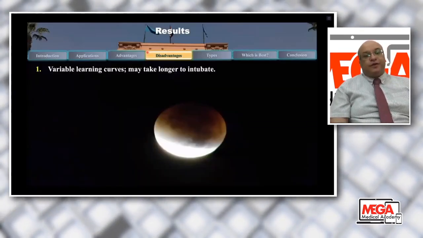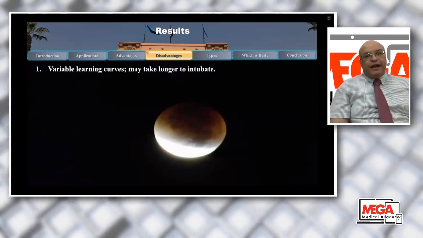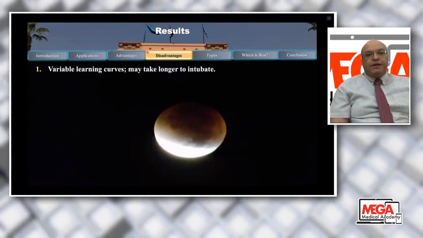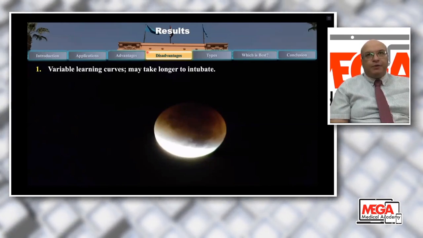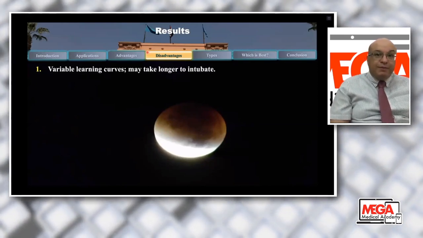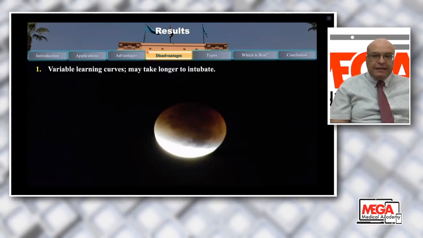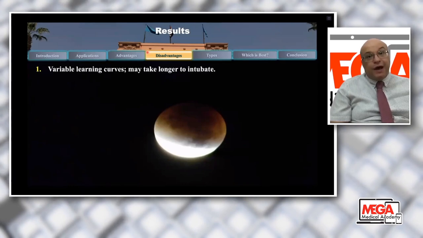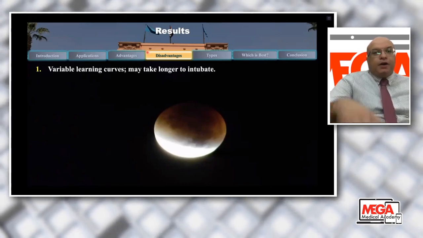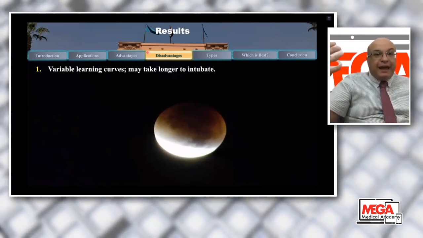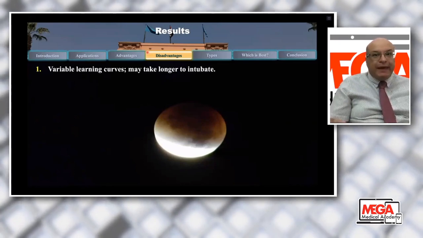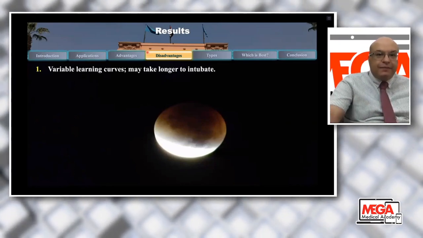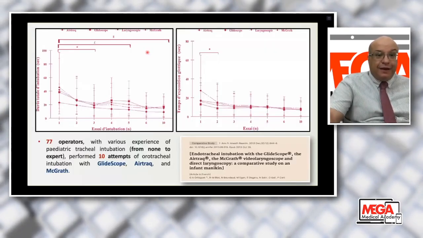We have a disadvantage for video laryngoscopes. They are not angles anymore. There are variable learning curves, which may take longer to intubate. The problem of taking a longer time to intubate, particularly in pediatrics, is that you are going to expose the pediatric patients to the risk of hypoxemia. By building up the learning curve and increasing the experience and the skills gained by practitioners, this time to intubation is expected to go down.